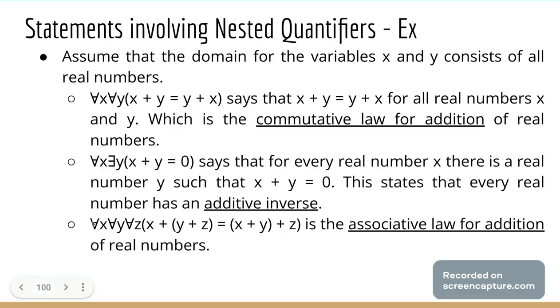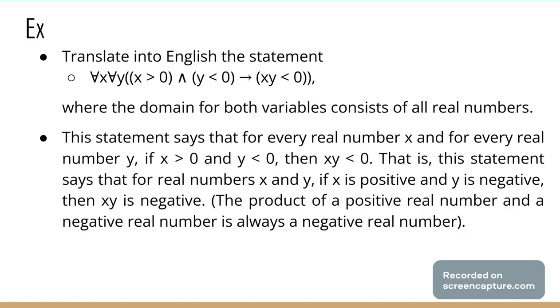Now let's look at the third example. For all x, for all y, for all z, x plus y plus z is equal to x plus y plus z, again where all these are real numbers. So this is in effect the associative law for addition. All these are examples of nested quantifiers.